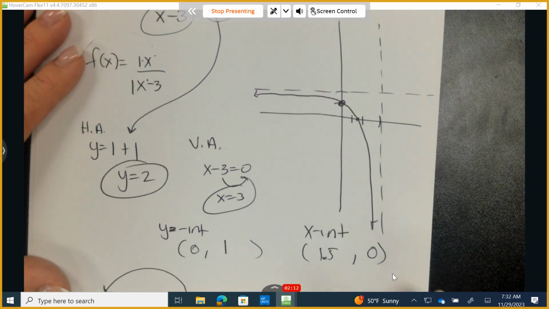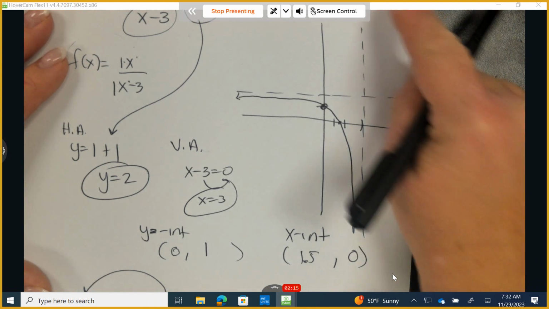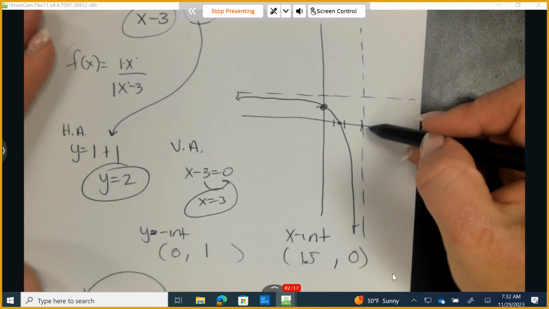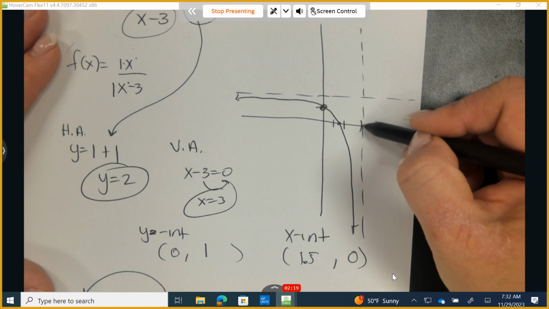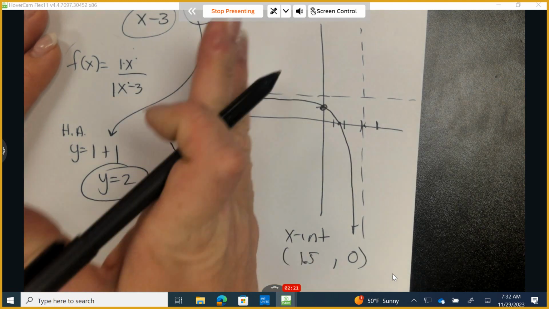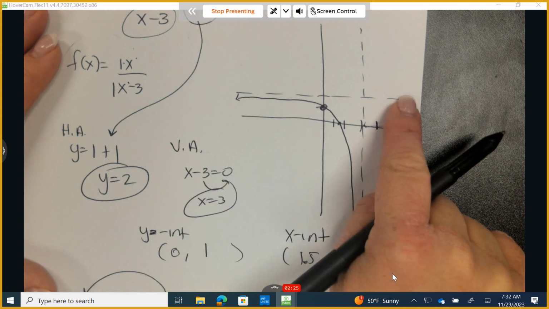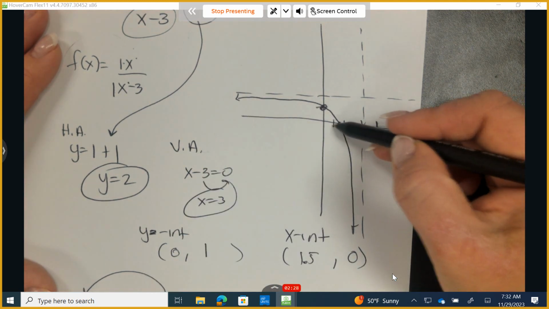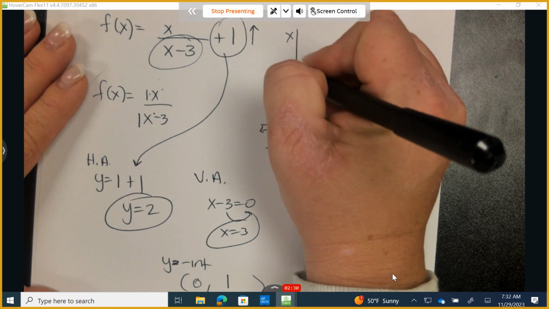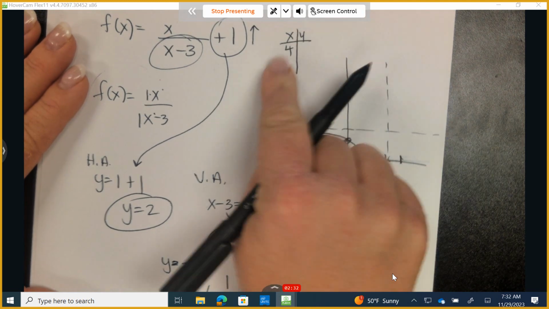Now my next thing is I need to show should there be a point over here or a point over here to determine what it looks like. So I'm going to choose one value to the right of the vertical asymptote. Remember, a function will never cross or touch a vertical asymptote. It can intersect with a horizontal asymptote an unlimited number of times. 1, 2, 3, 4. Okay, I need to do 4. Let's figure out, when I do 4, what is the output?